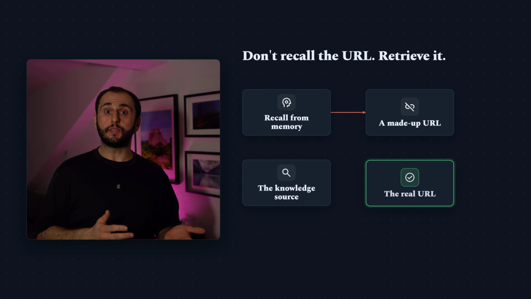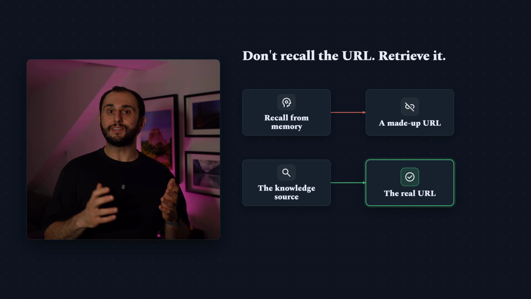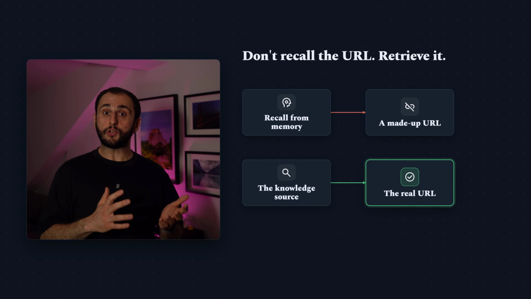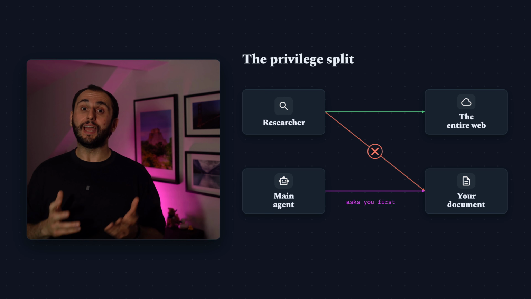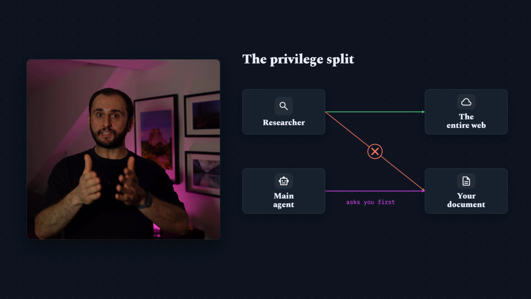And why not just let the model recall the URL? Because it can't. Ask it for a docs URL and it'll cheerfully invent one, a plausible link that will 404. So the researcher doesn't guess. It queries the knowledge source and hands back just the real URL, one clean answer. And remember the privilege split? The researcher can search the entire web, but it cannot touch your document. Only the main agent can even propose a write, and that one, as you saw, still has to ask you.